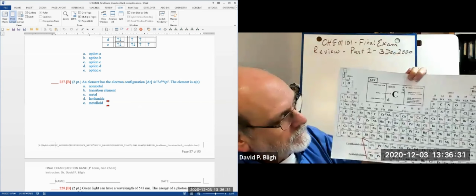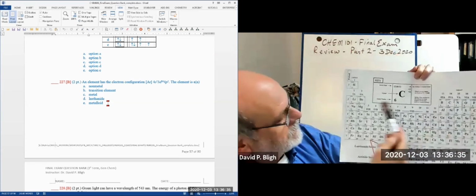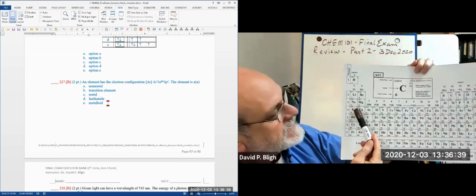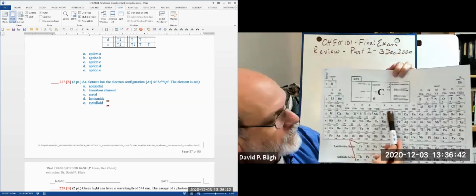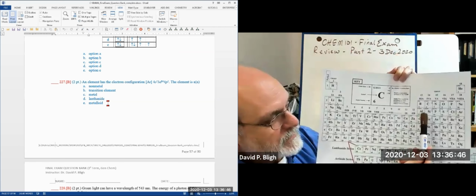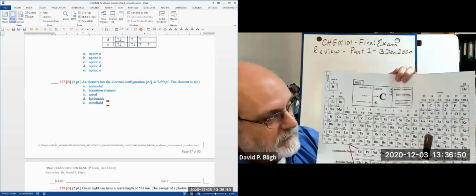We start with argon right here. Then we're going to work our way. There's your 4s2 at potassium. 3d10 puts us all the way over here to zinc. And then 2 more electrons, gallium, germanium. So the element is germanium.